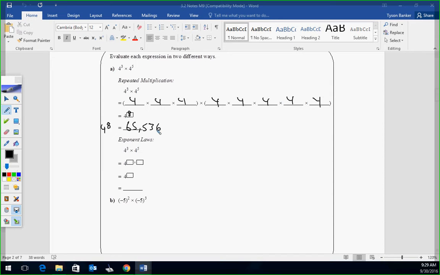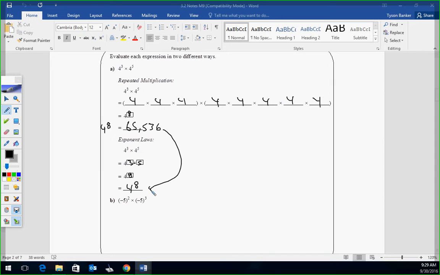So 4 to the 8th is equivalent to what? We got 65,536 for evaluating. Perfect. Then this way is just using your exponent laws now. So we're getting you away from having to do this tedious work, because we just know it's 3 plus 5, which is a lot easier. And it's the same number, obviously. We don't have to write out that big number again.